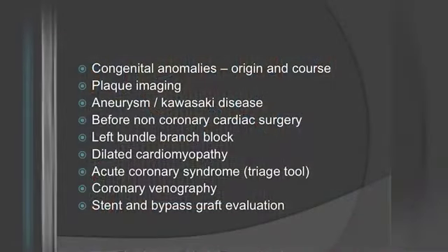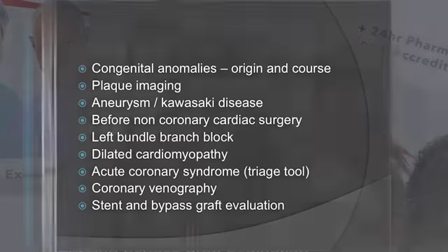So, like I showed you, the spectrum is not just limited to plaque evaluation. It can evaluate congenital anomalies, plaques, aneurysms, before surgeries, bundle branch blocks, because they have a high association with disease, cardiomyopathies, acute coronary syndromes. Let me take a second and talk about it. It's a good triage tool. So, we do it in our emergency rooms.